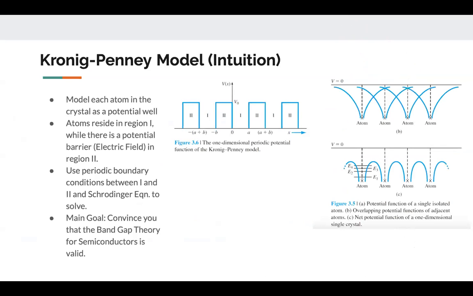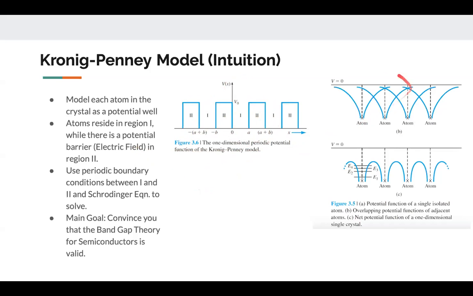And then the Kronig-Penney model. The main reason I'm showing you this is just to convince you that the band gap theory for semiconductors is valid. Basically, you can model each atom in a crystal in a potential well. The atoms will reside in region 1 here in the well, and there's a periodic boundary condition. So for the crystal, you copy and paste these potential wells, right?